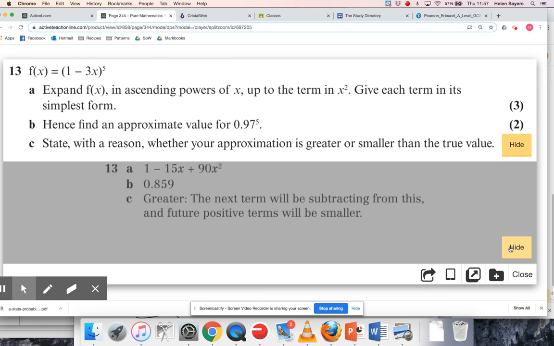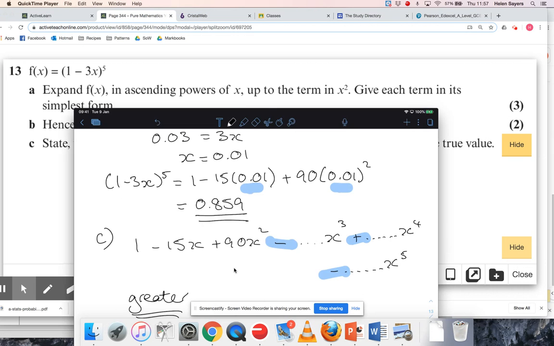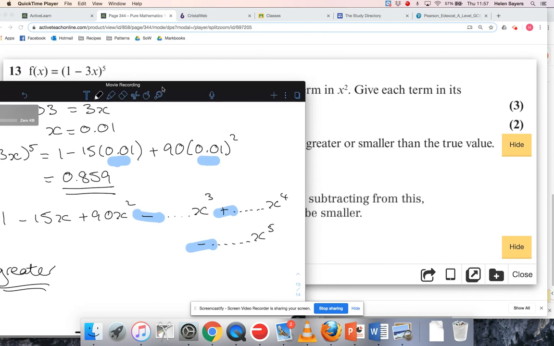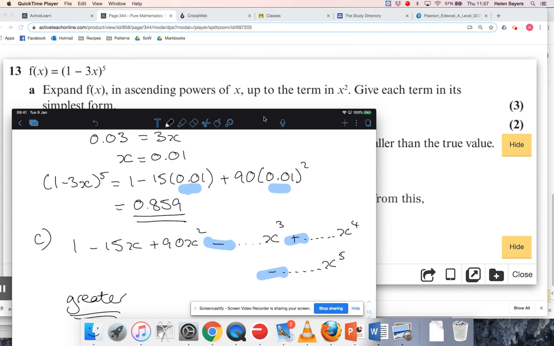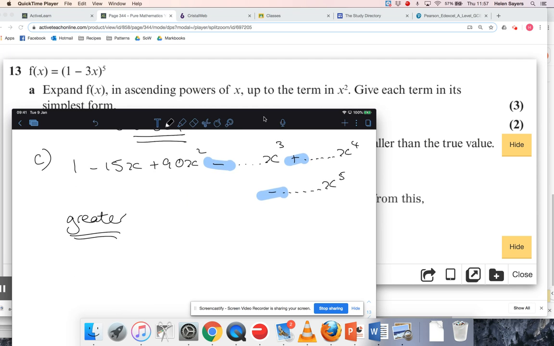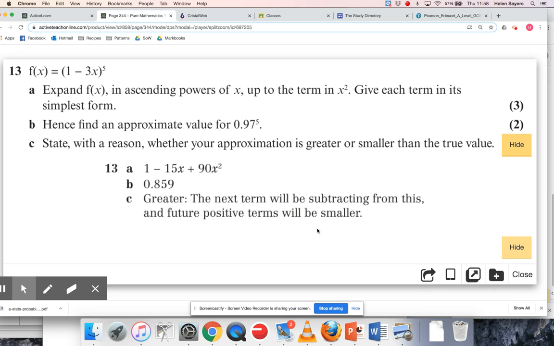Let's just have a look at what they've put, because it might be a little clearer than my explanation. So the next term will be subtracting, and we know that because it's going to be minus 3x all cubed, so that will still be a negative. The x to the power of 4 term will be a positive, or will be adding, but it's going to be smaller than the x cubed term. So that's why our approximation is greater than the exact answer.